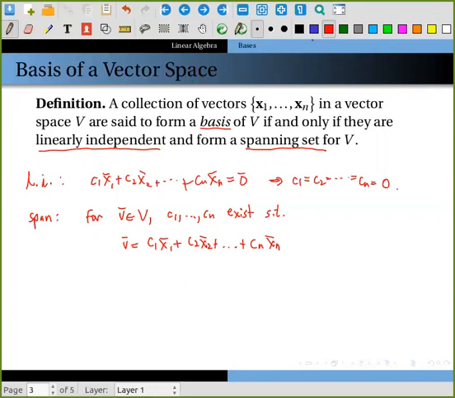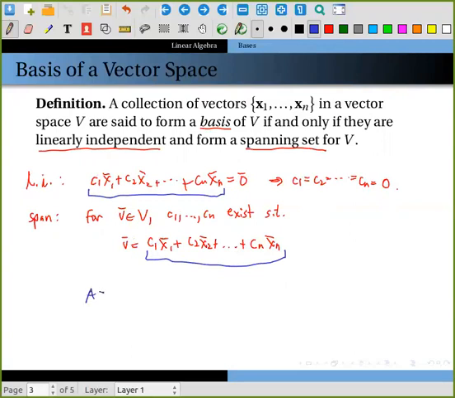Okay, and the thing that both of these definitions have in common is the linear combination, right? So linear independence has a linear combination of the x's adding up to the zero vector, and then we draw some conclusions about the c's. The spanning set definition has a linear combination adding up to any vector in the space, not just the zero vector, and then we draw the conclusion that we can find such c's to make this work. And so in both cases, we can rewrite these criteria as a matrix product.